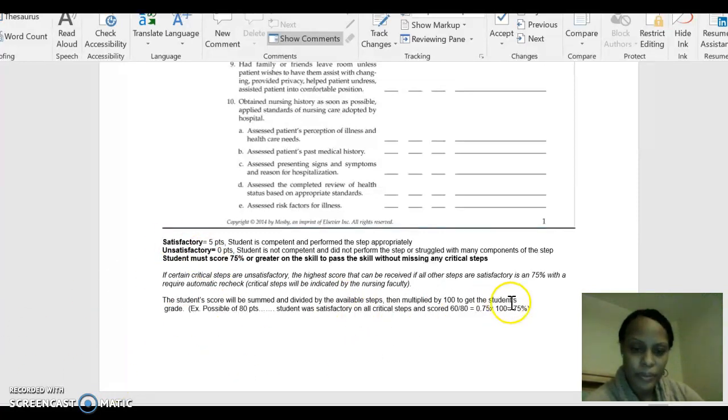This is an example that you can give to your students. Satisfactory, unsatisfactory, students must score, and then if certain critical steps, you can also give them this example, and then you can make this into an attestation form, have them sign it, and then put this in their files. But also have this documented on their Canvas shell, where it is available for them at all times to see, so they get a better understanding of how they're graded.